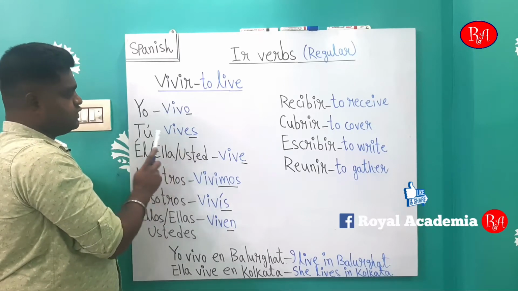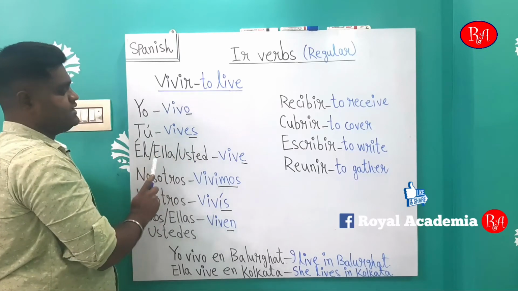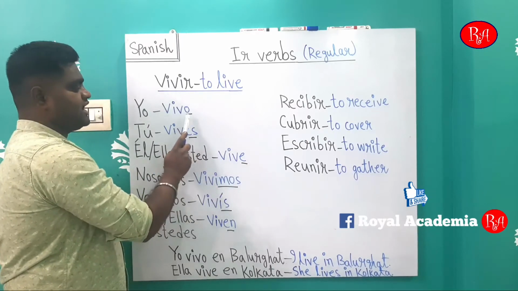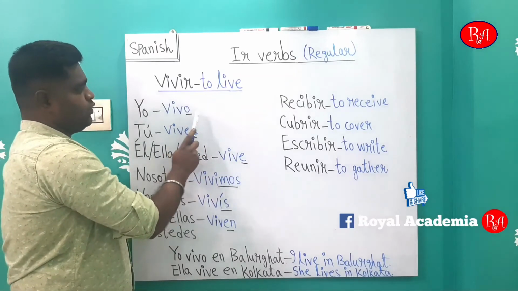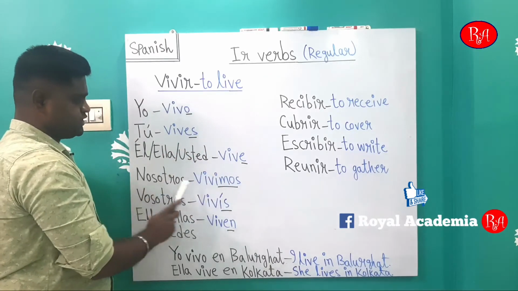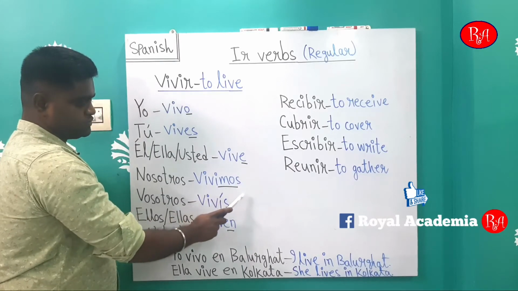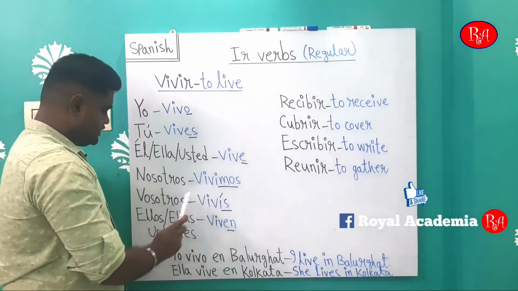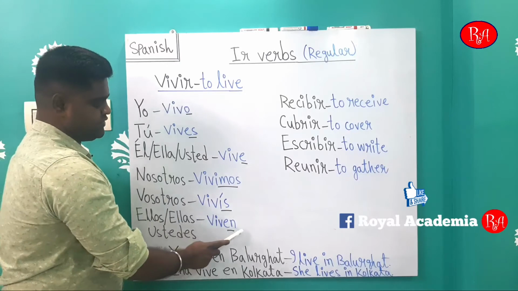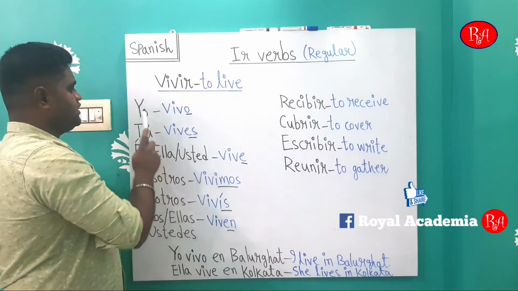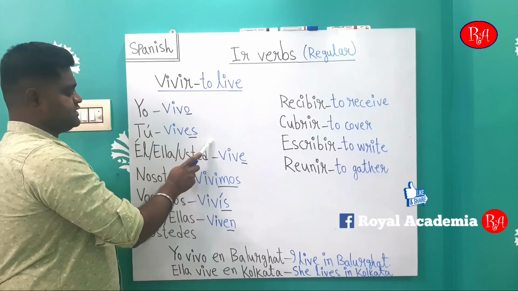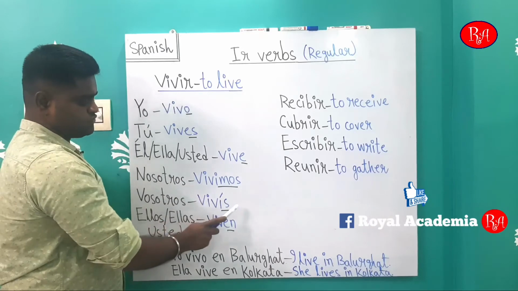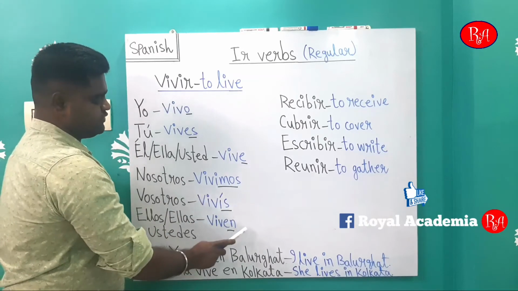Tú vives, tú vives. Él, ella, usted vive. I have underlined the endings: O, S, A. For nosotros, it is vivimos, imos. For vosotros, vivís, with an accent on the I. And for ellos, ellas, ustedes, viven. So let's repeat one more time. Yo vivo, tú vives, él, ella, usted vive, nosotros vivimos, vosotros vivís, ellos, ellas, ustedes, viven.